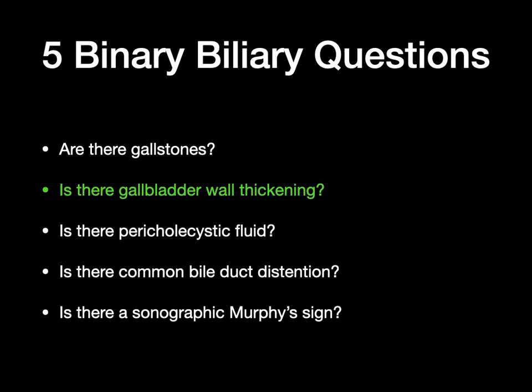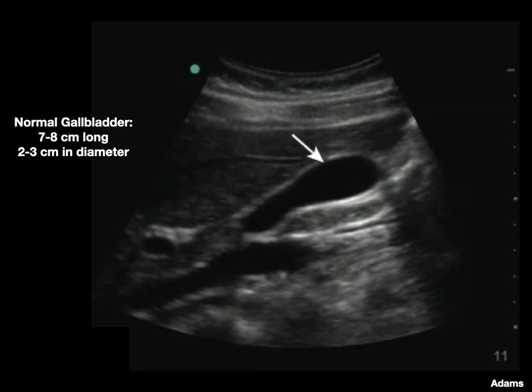Moving on to binary biliary question number 2, is there a gallbladder wall thickening? Here's an example of a normal gallbladder. A normal gallbladder is usually less than 7 to 8 centimeters long and less than 4 centimeters in diameter. In about 97% of patients, a normal wall is also less than 3 millimeters.